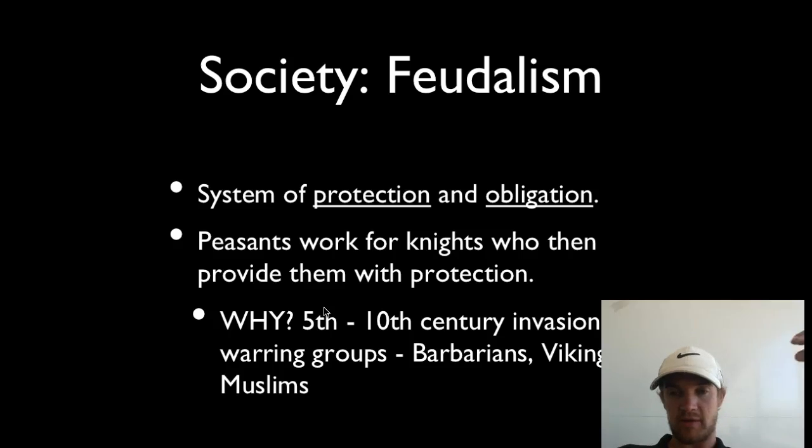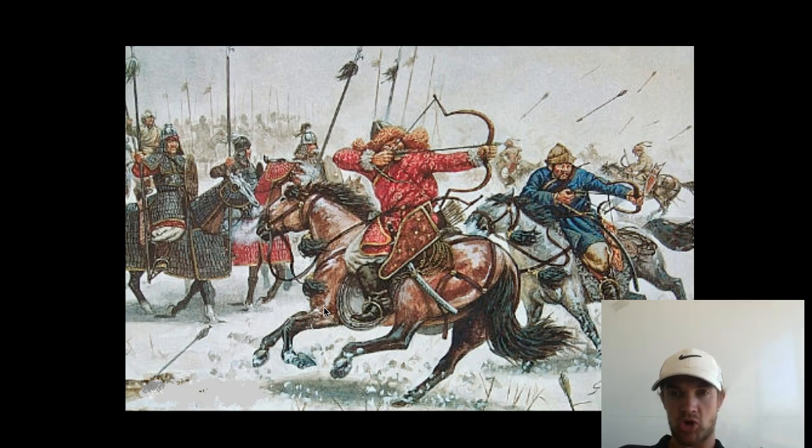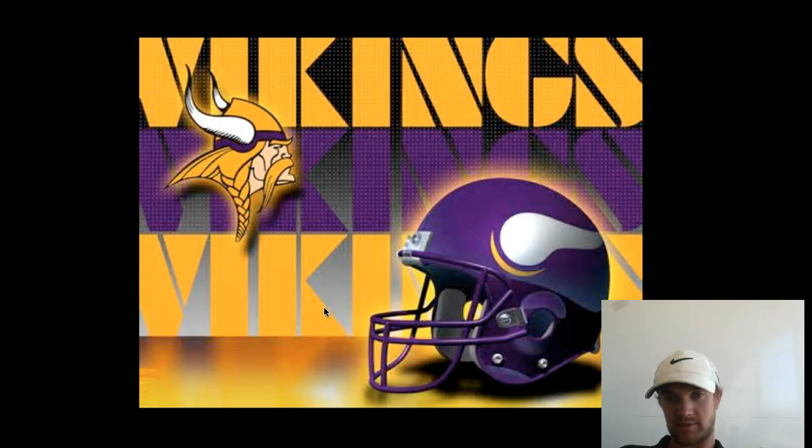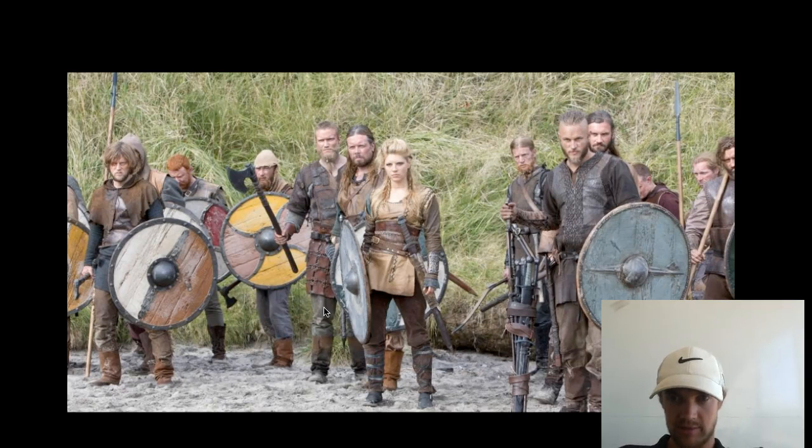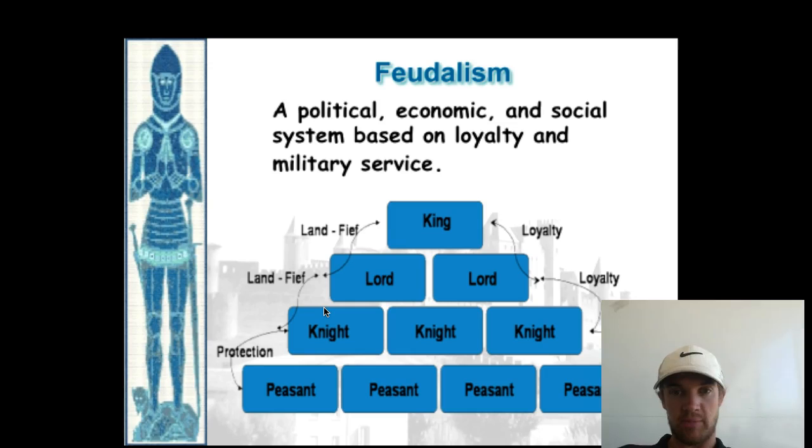Well, in the 5th through the 10th century, so from about 400 CE to 900 CE, you've got these invading, warring, conquering groups like the barbarians, who look like this, the Mongols. And you've got the Vikings, who don't look like that. That's the Minnesota Vikings, named after the Vikings, who they made that show about. So these Vikings, who may or may not be accurate, are invading Europe, and areas like the Holy Roman Empire and France are being invaded by these groups, and people need protection.